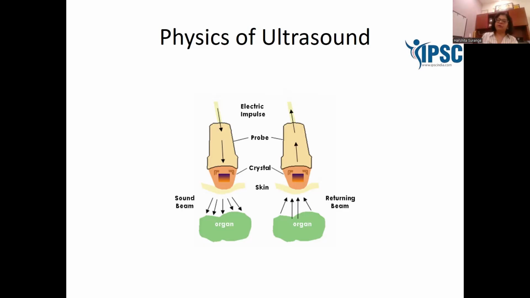Now, the number of echoes which come back determine the whiteness of the image. If more echoes are coming back, we get a hyperechoic image. That is more echoes: hyper plus echoes, more echoes. If fewer echoes are coming back, we get a hypoechoic image. And if no echoes are coming back, everything passes through that structure, then we get an anechoic image.